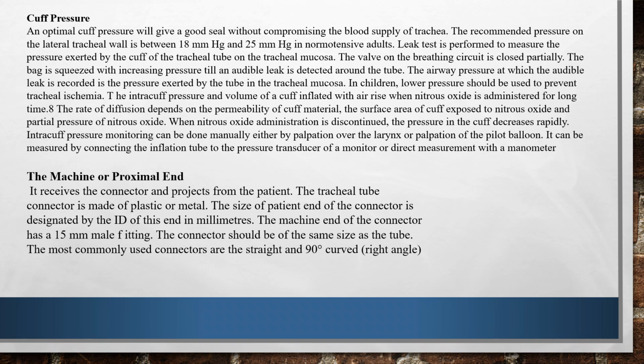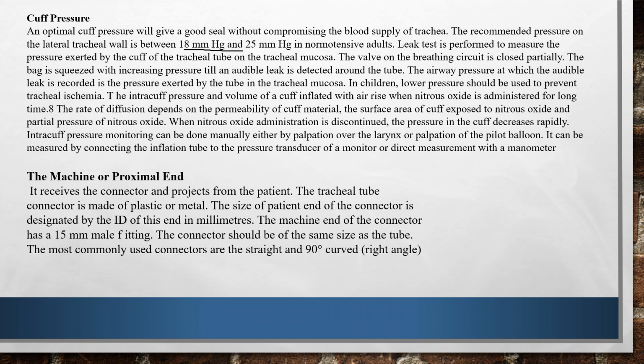Next, what should our cuff pressure be? The cuff pressure should provide a good seal but not compromise the blood supply of the trachea. The recommended cuff pressure is between 18 mmHg and 25 mmHg.